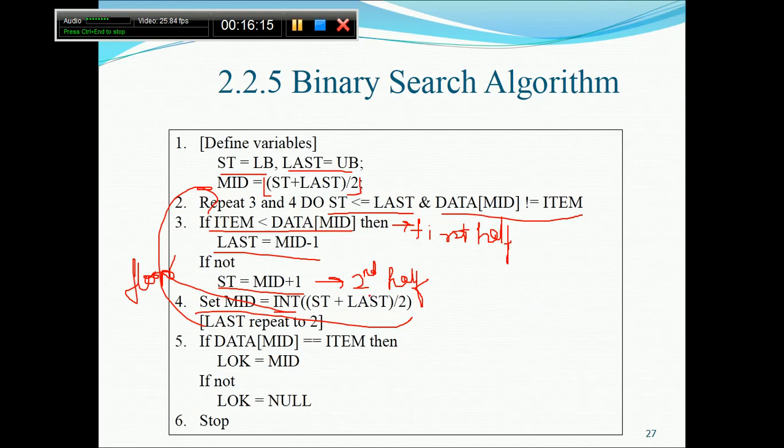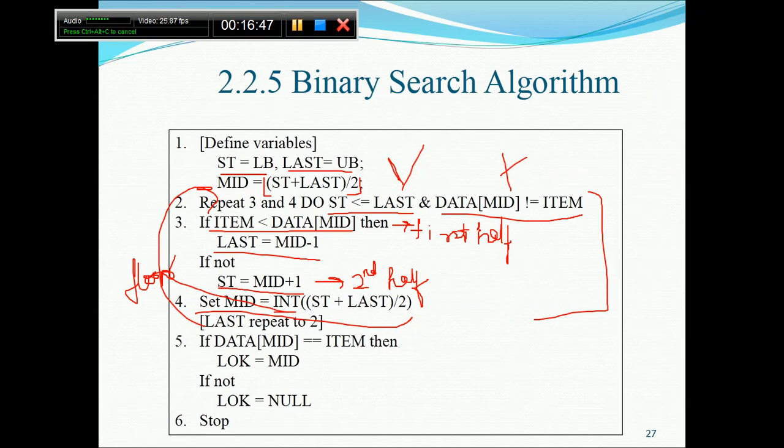We'll keep on continuing this step until this condition goes false or this condition goes false. Either of these conditions will go false. Whenever this condition goes false, it means we have found the element, and if this condition goes false, it means we have exhausted the array. Once we terminate this loop, we have no idea which condition caused the termination.